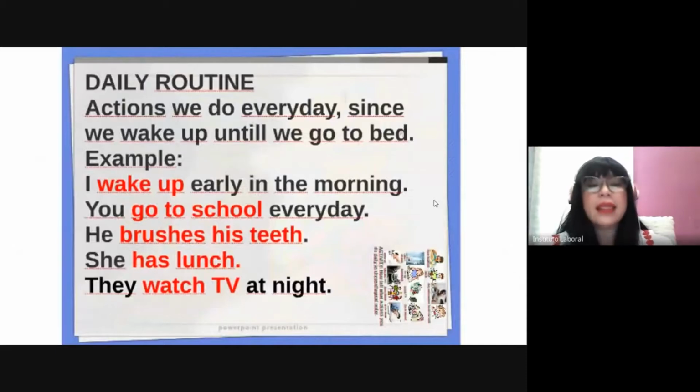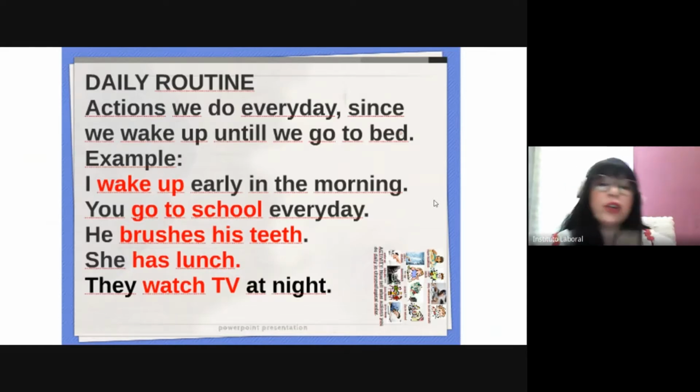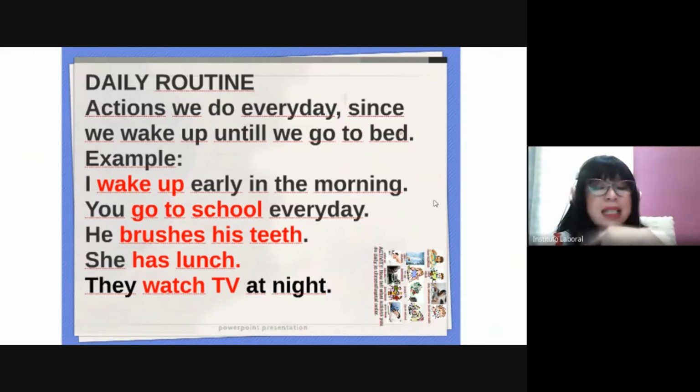Daily routines are actions we do every day since we wake up until we go to bed. For example, I wake up early in the morning. This is something that I do every day. I go to school every Saturday. Yes, I connect to online classes every Saturday. He brushes his teeth in the morning, in the afternoon, at night, but every day he does that. She has lunch. They watch TV at night. So daily routines are actions we do every day.